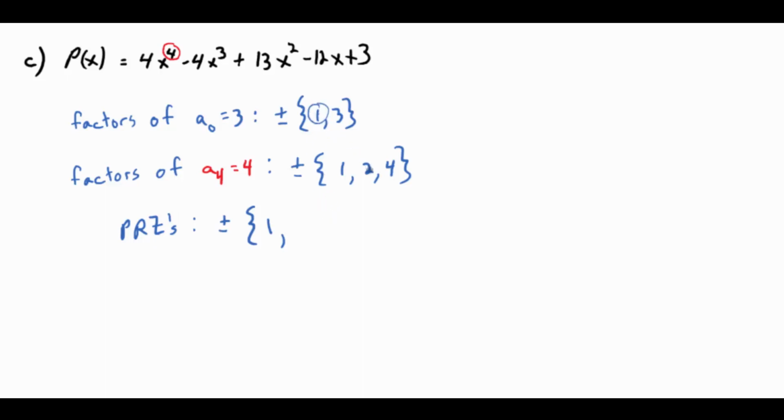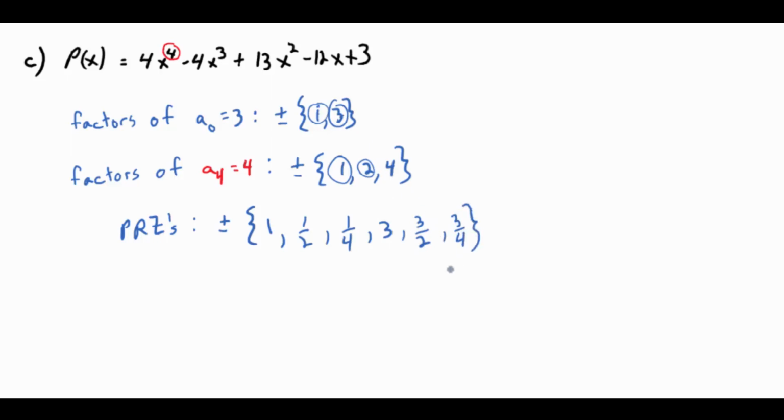1 over 2, 1 over 4. That exhausts possibilities with 1 in the numerator. So go to 3. So put 3 in the numerator. You could have what? 3 over 1, right? Which is 3. 3 over 2 or 3 over 4.